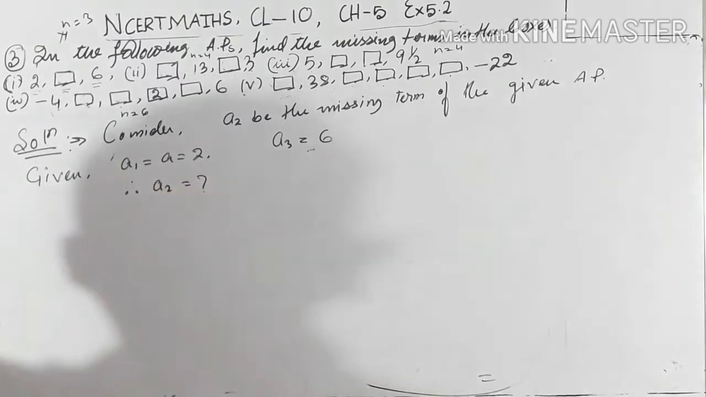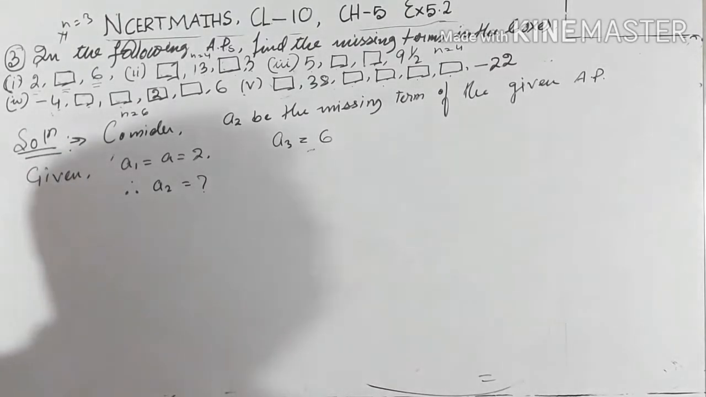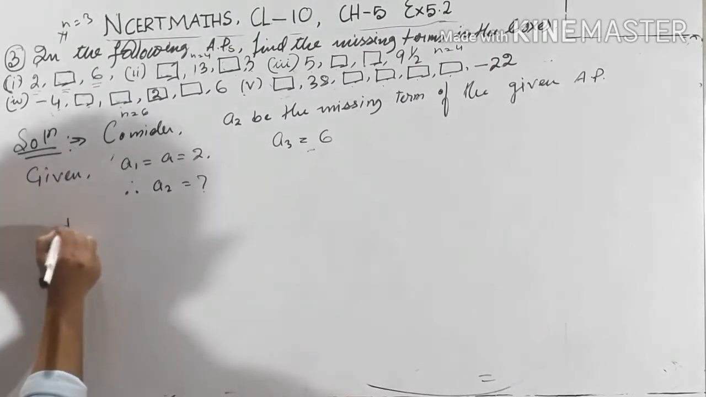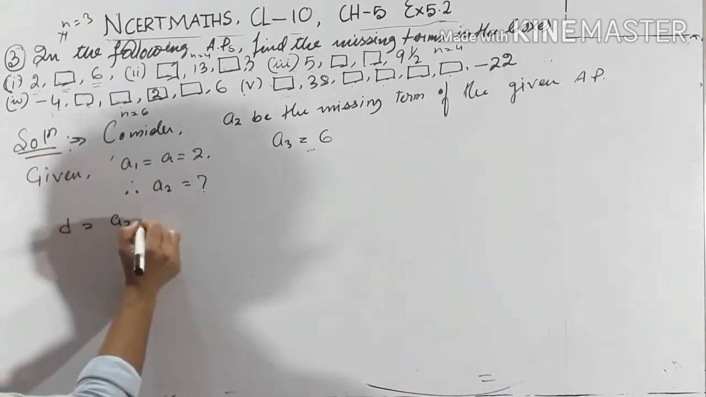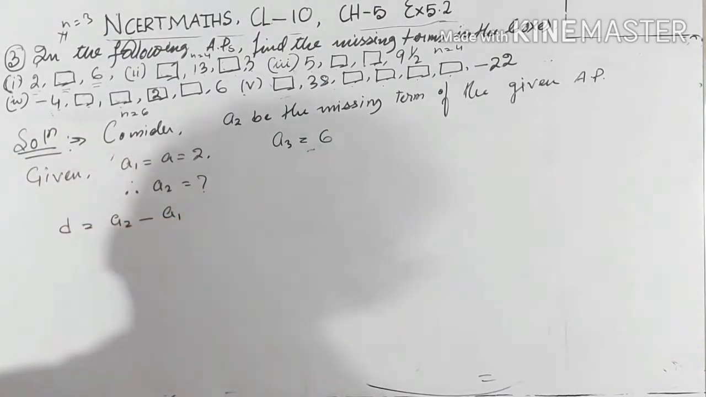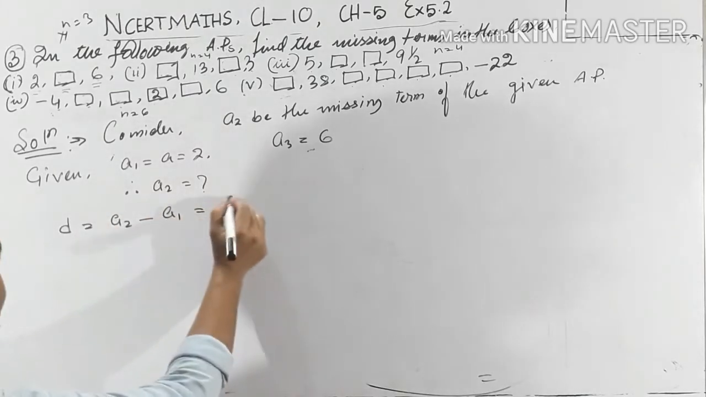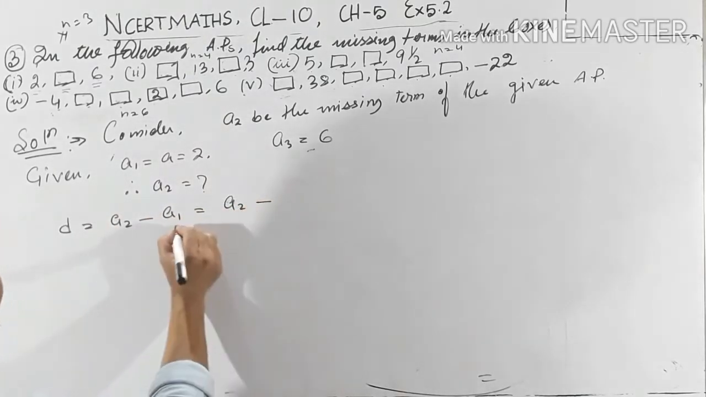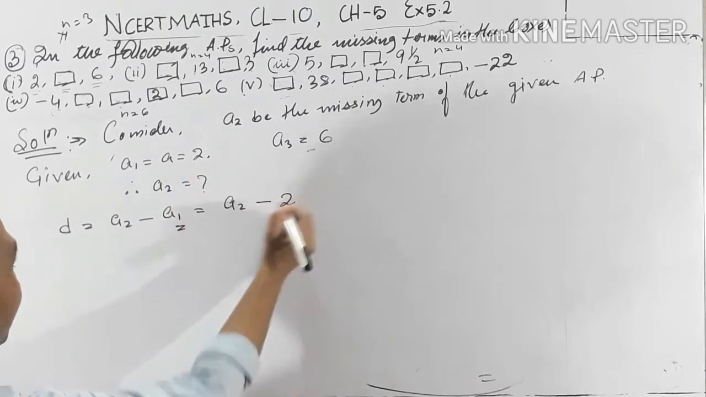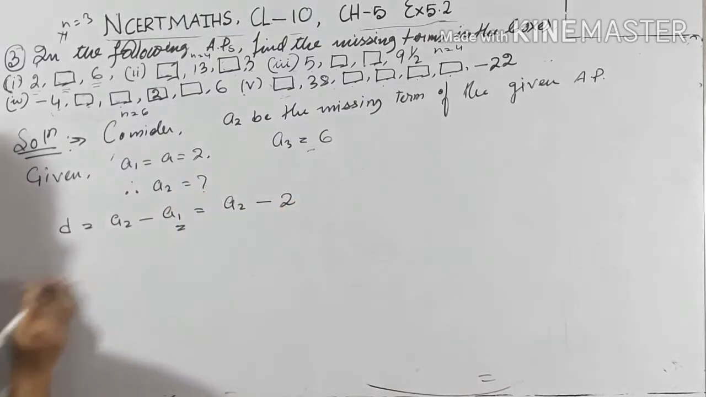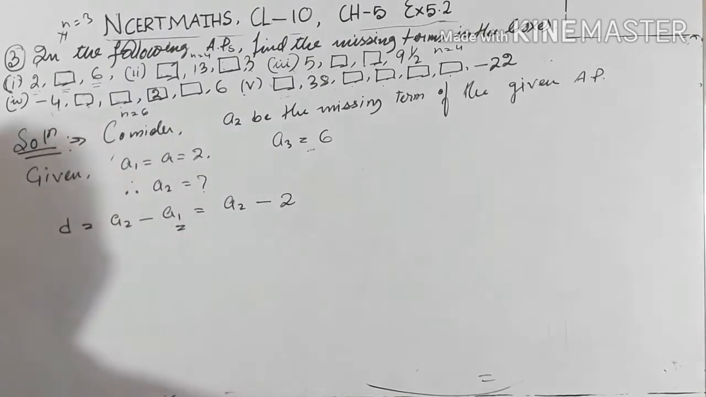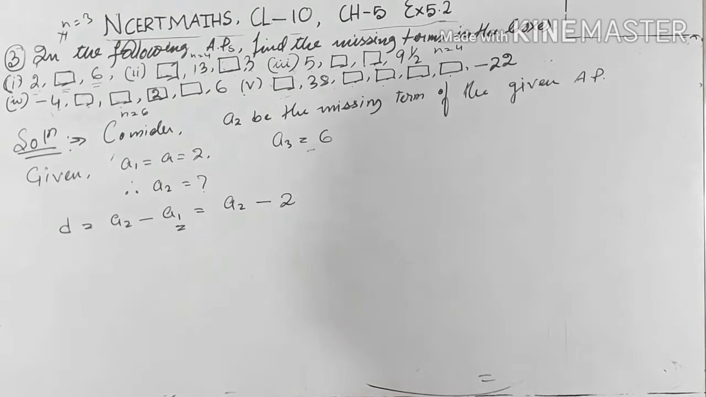But how? By finding the common difference. Here d equals A2 minus A1, right? A1 equals 2. Let us find it out. But how to find it out?